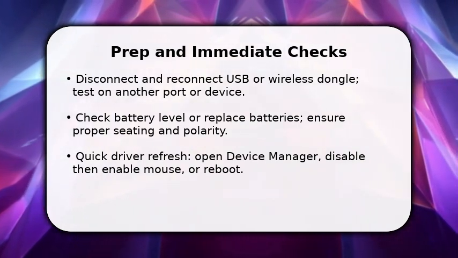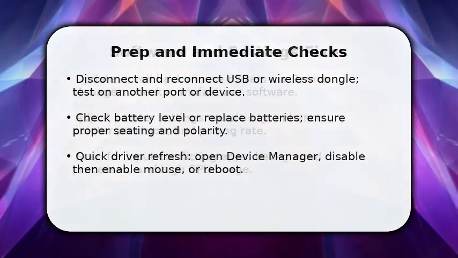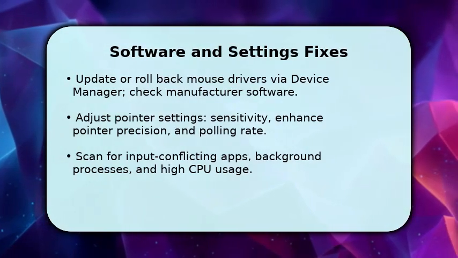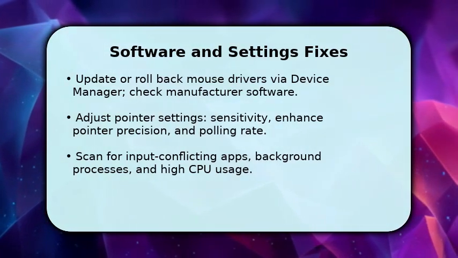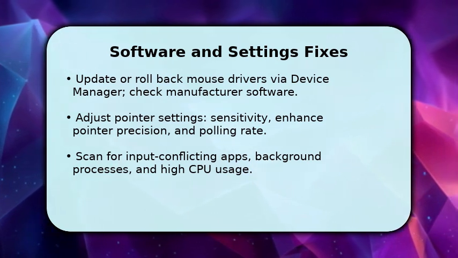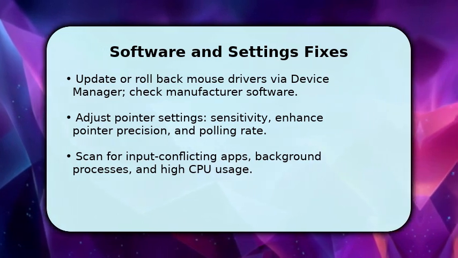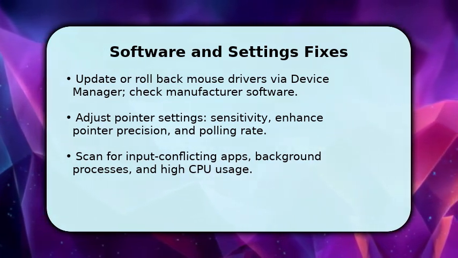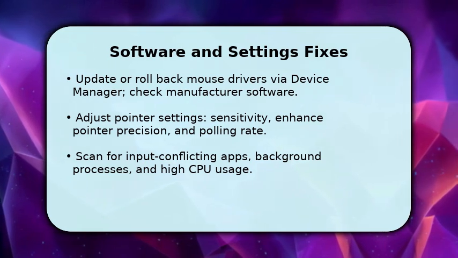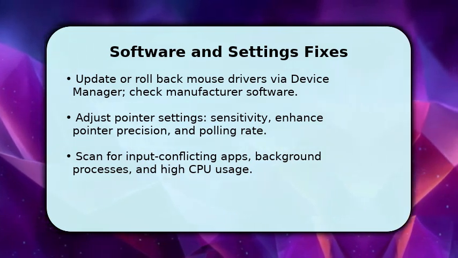Now focus on software reasons. You should update the mouse driver or roll back if problems started after an update. Manufacturer utilities sometimes override Windows settings, so open them and confirm firmware is current. Next, change pointer speed, disable enhance pointer precision if jittery, and lower polling rate if available to reduce noise.